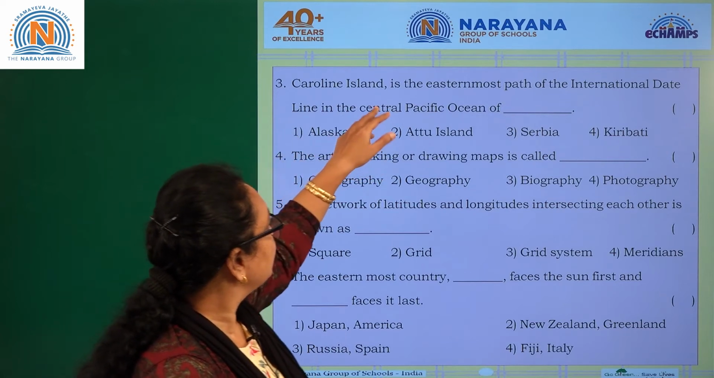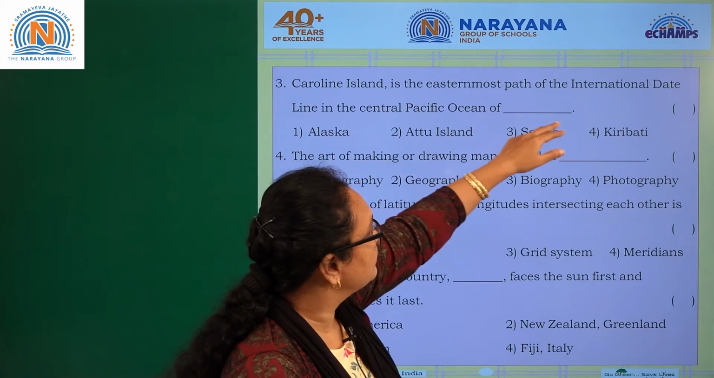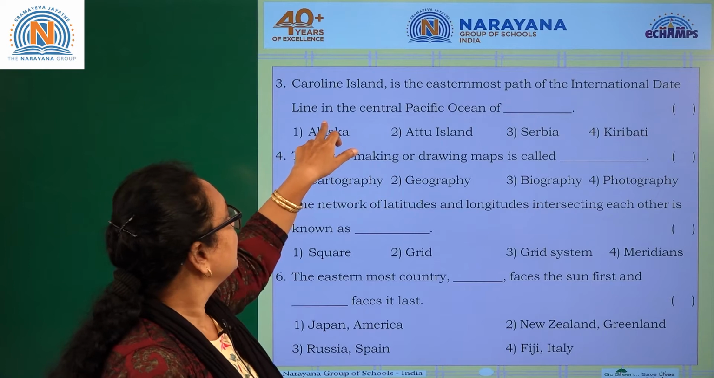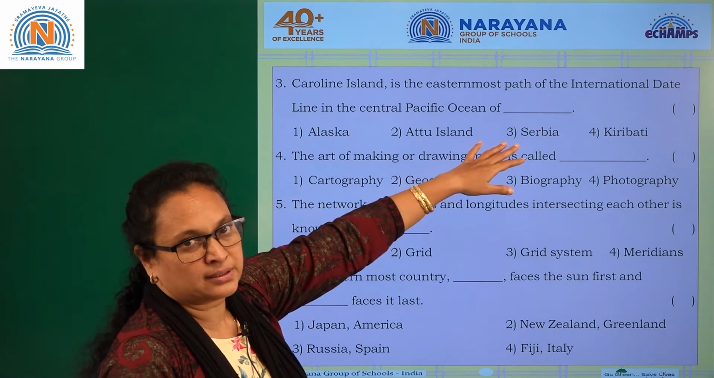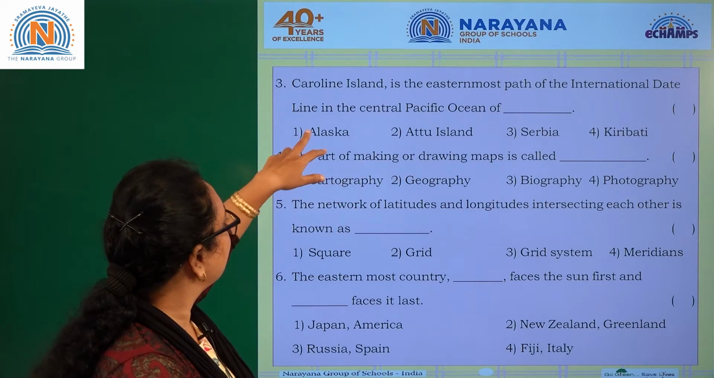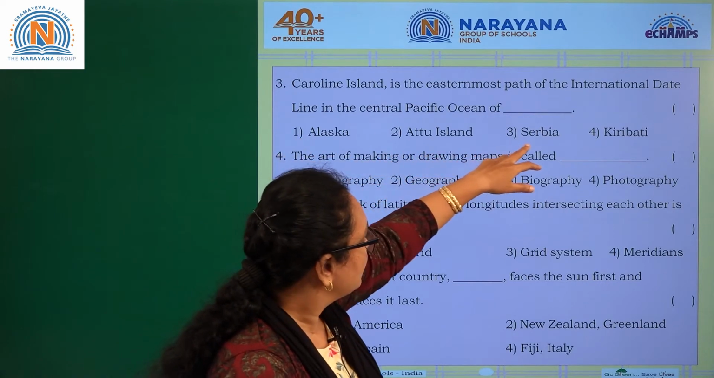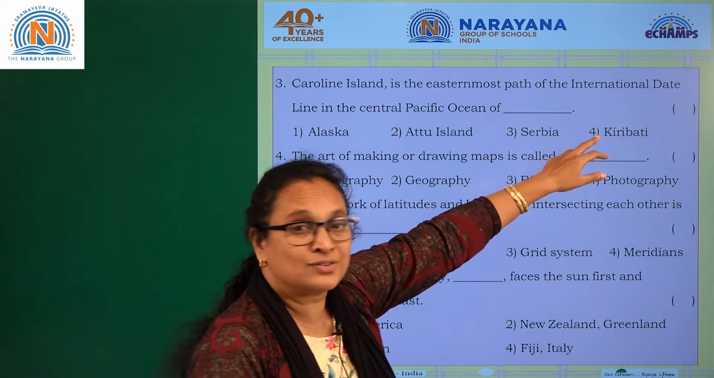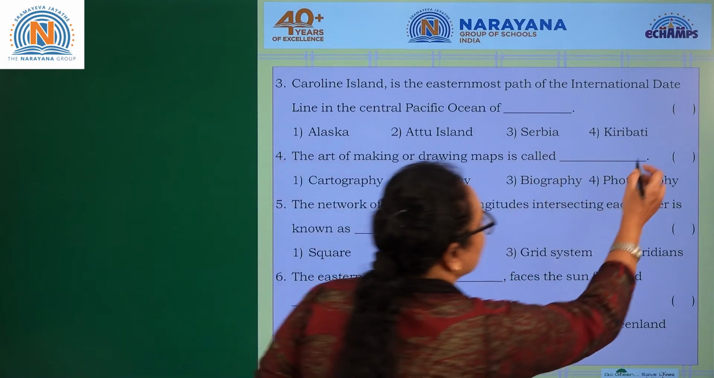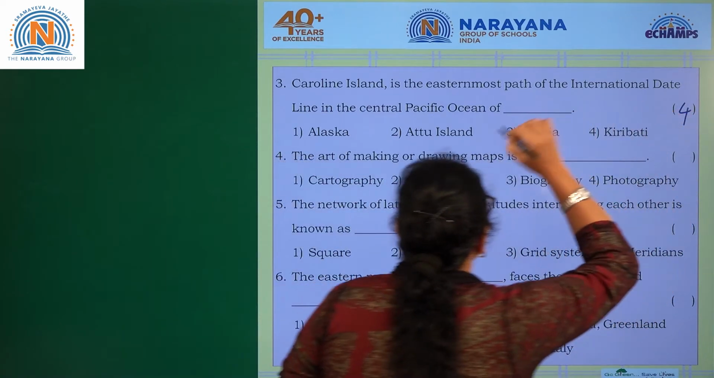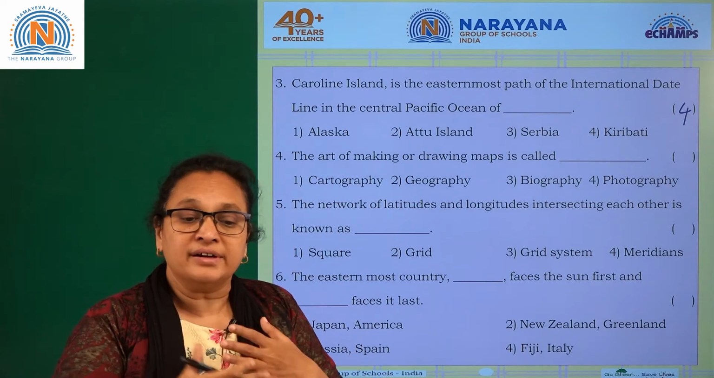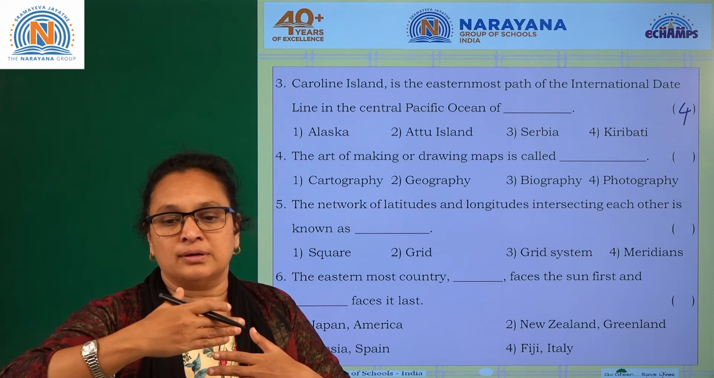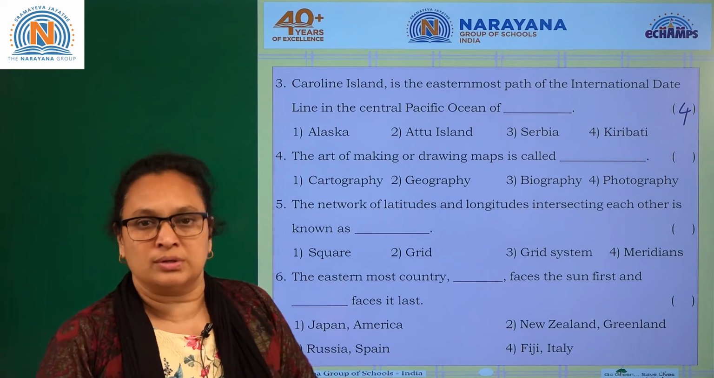Caroline Island in the easternmost part of the international date line in the central Pacific Ocean, it is in Kiribati. Okay, so let's see whether we can find Alaska, Attu Island, Serbia and Kiribati. So the answer is 4. What is international date line? It helps you to identify the different time zones of the whole world.